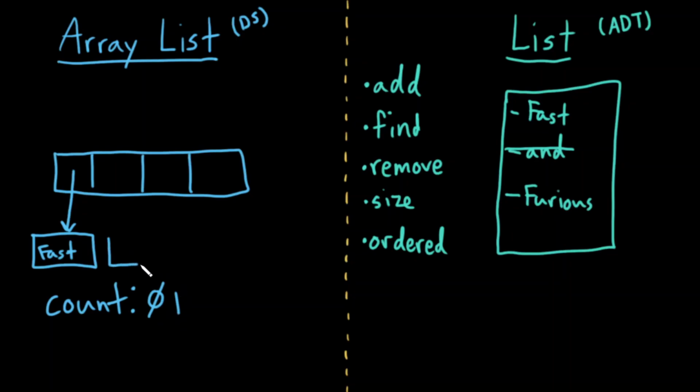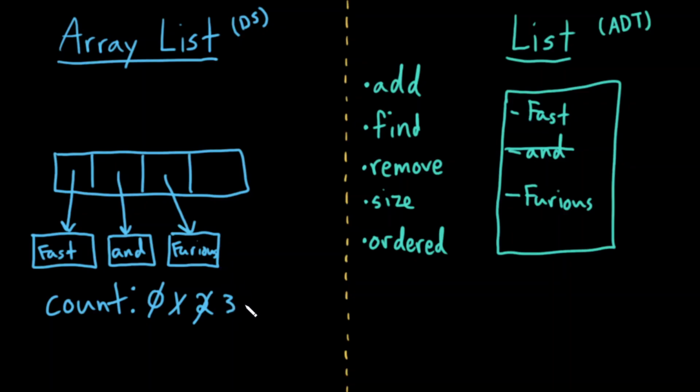I can then add a second word, maybe the word and, then now a new object storing the word and will be created, and the second slot of my array will be a pointer to this new word. And now I have 2 words. Similarly, I'll add the word furious. Now the third slot is a pointer to the word furious. I have 3 items. If I want to see what's the size of my ArrayList, I can just return this count. If I want to find an element, I can start at the beginning and search for it.